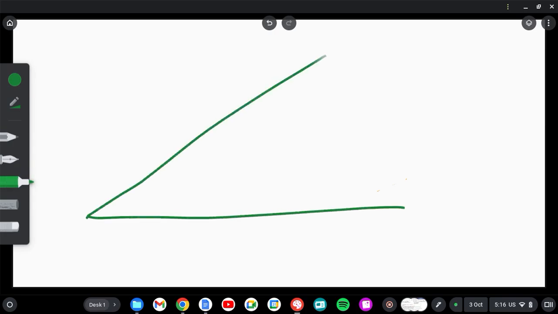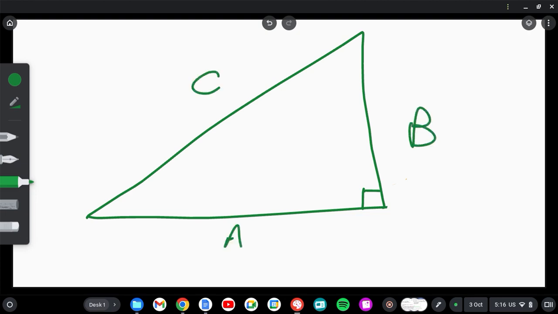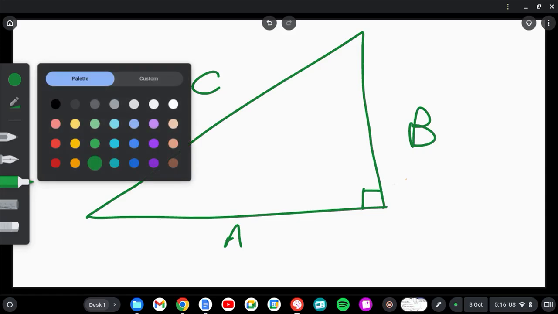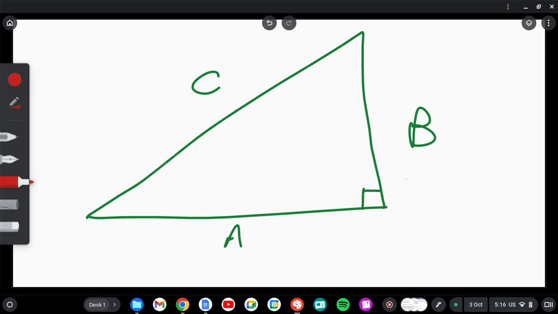If this whole thing is my triangle, watch carefully, which is the hypotenuse? A, B, or C? You're right. The answer is C. C is always your hypotenuse.